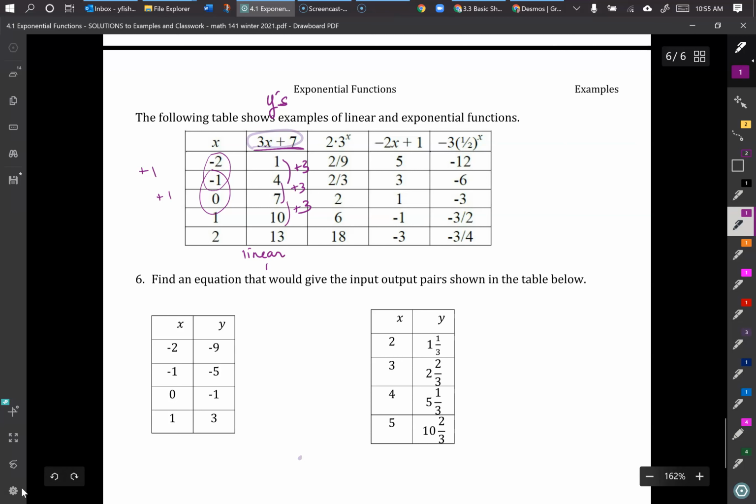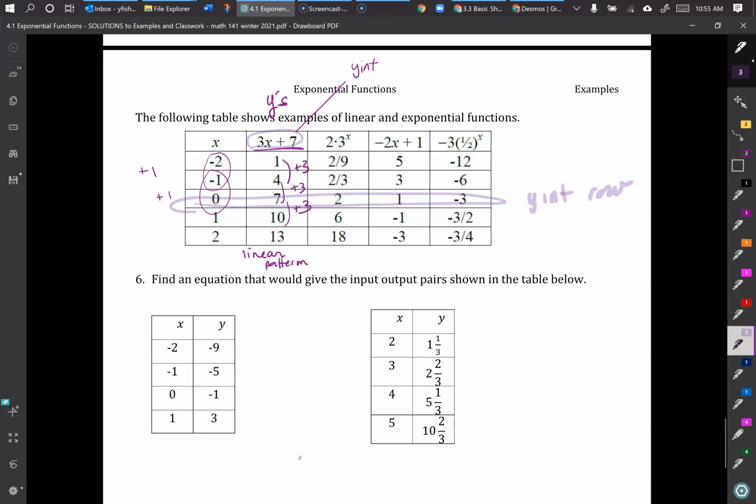That is repeated addition. We can look at the y-intercept is 7, and we can notice right here in this row, all in here is my y-intercept row. Okay, so that'll hold also for the exponentials.